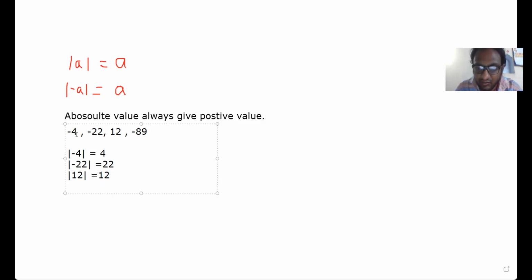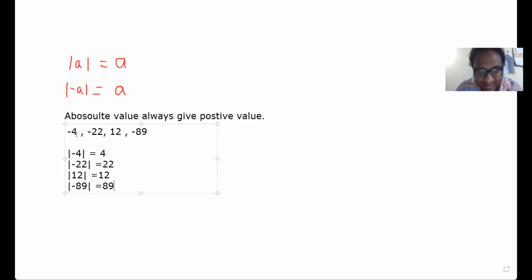After that, what is the absolute value of -89? So the value of -89 should be 89. So this is the whole idea of the absolute value. I hope you get the point that whatever the value, wherever the situation, it always gives the positive value.